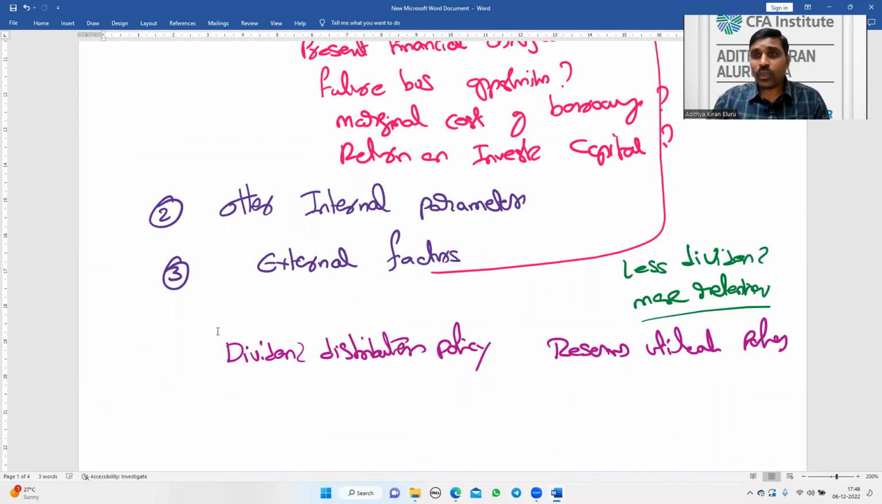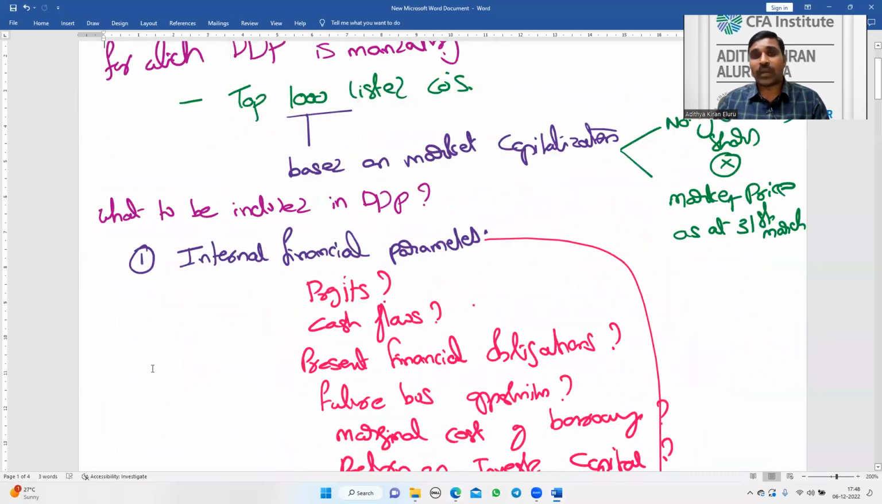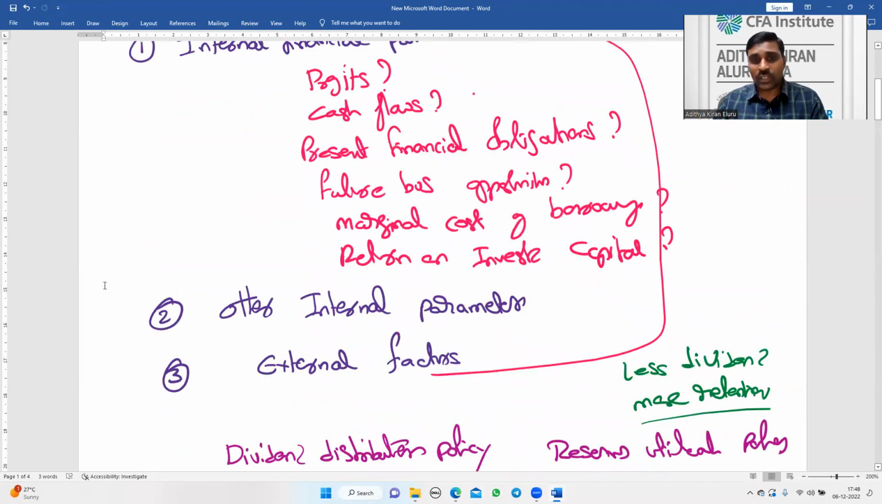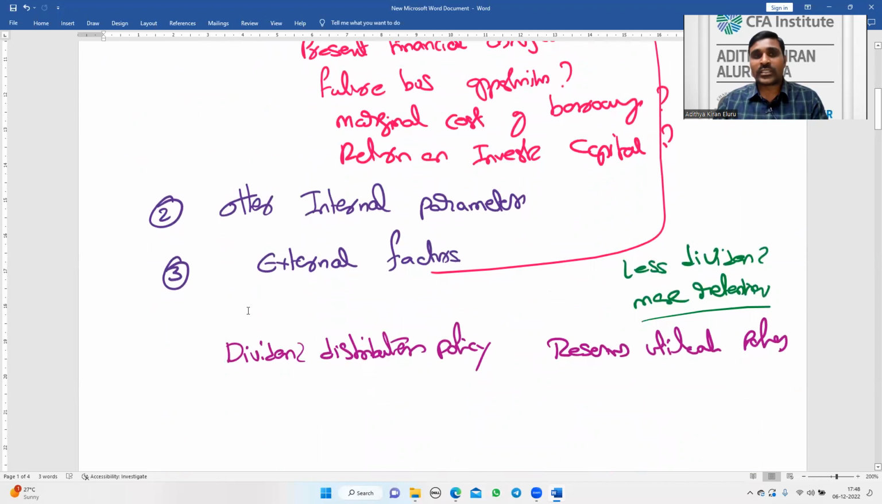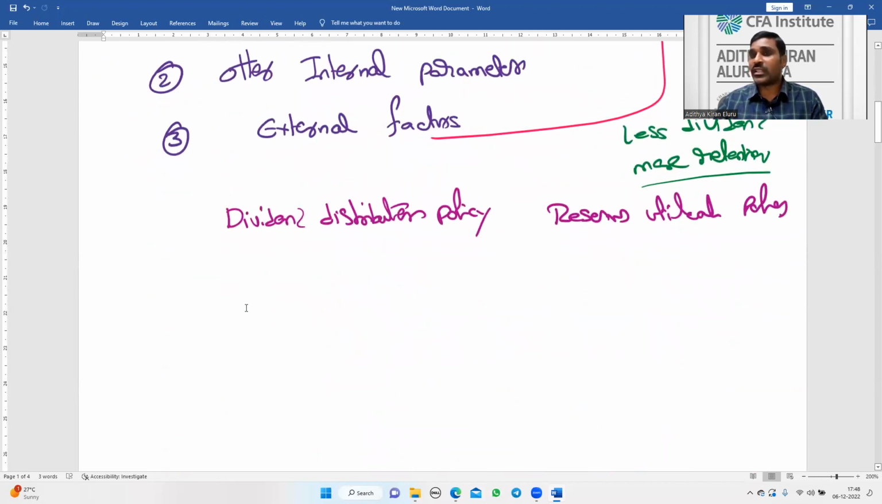So these are the things for the top 1,000 listed companies, based on market capitalization as of the 31st March of the year. They have to prepare a dividend distribution policy. These are the factors they have to consider: internal financial parameters, other internal parameters, external factors. They have to prepare not only a dividend distribution policy, but also a retained earnings utilization policy.